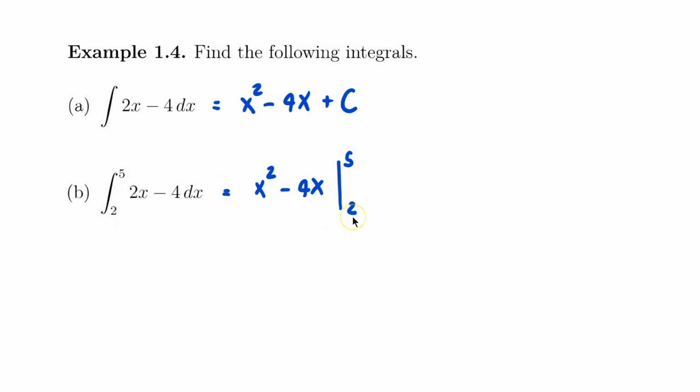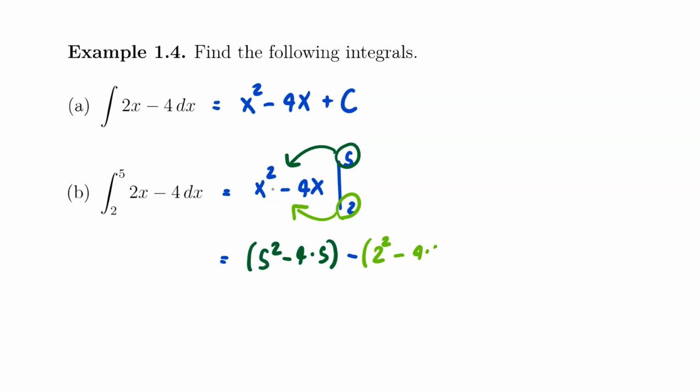What I'm going to do is plug in the upper number 5 into x, and plug in the lower number 2 into x, and subtract the two numbers. So if I plug in the 5 into x, I'm just going to get 5 squared minus 4 times 5. And I'm going to subtract this by what I get when I plug 2 into x. So that's going to be 2 squared minus 4 times 2. And let's see what I'll get.